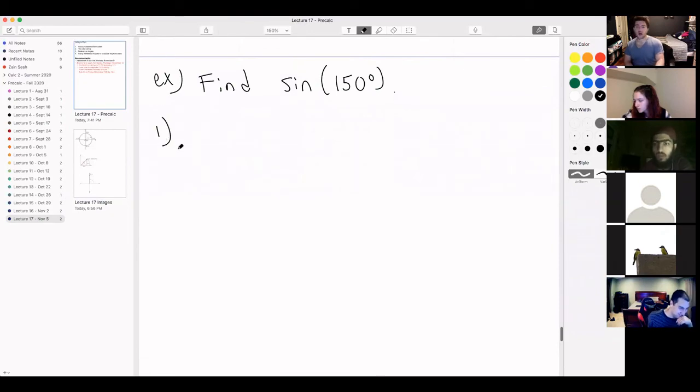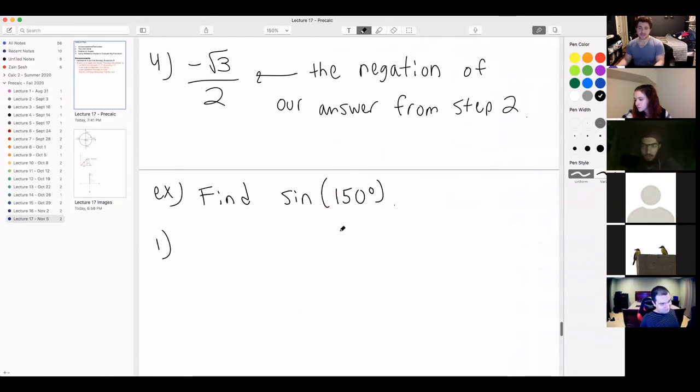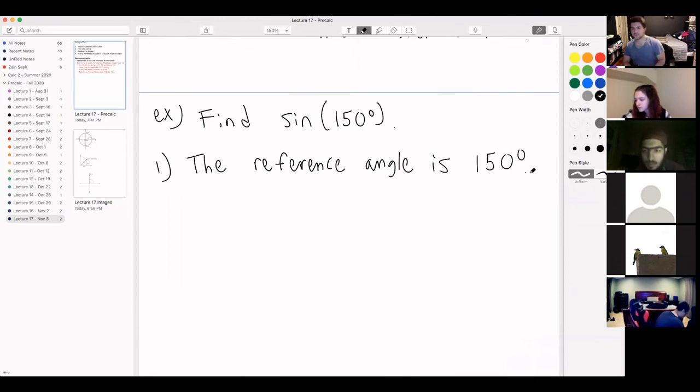Okay, so step 1, we need to find our reference angle. Well, we found the reference angle for 150 already. It is 30 degrees. Good, step 1. Good, so this was just from earlier.